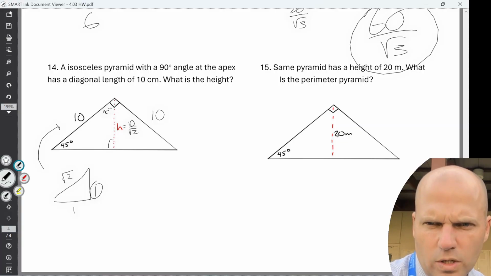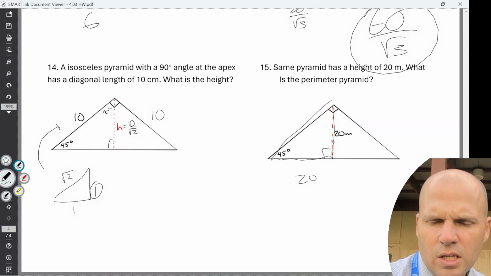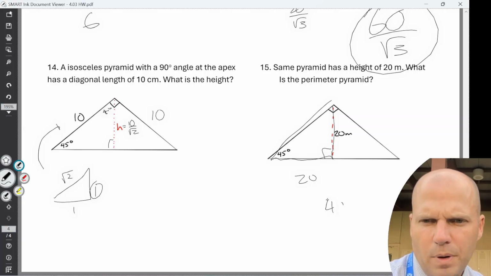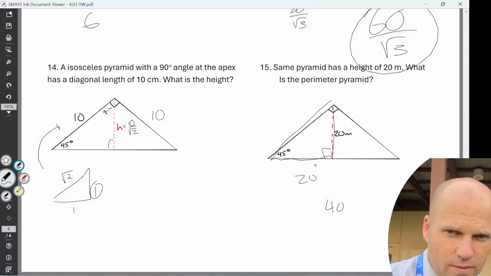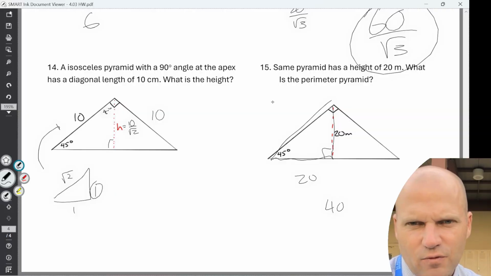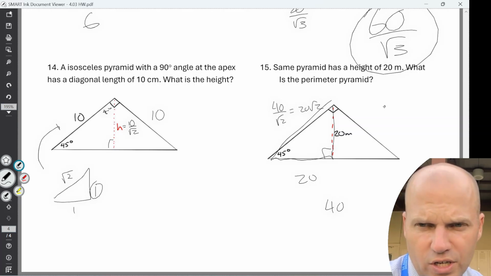Fun. If this is 20, well, I can see a 45, 45, 90 here. That means this is 20. And this is 20. So this bottom side length is going to be 40. And if this is 40, I could say this is 40 over root 2, or I could say this is 20 times root 2, and we'll say that they're the same.